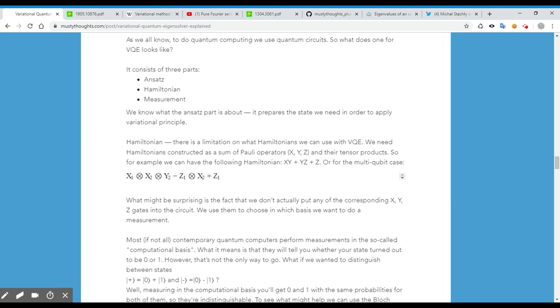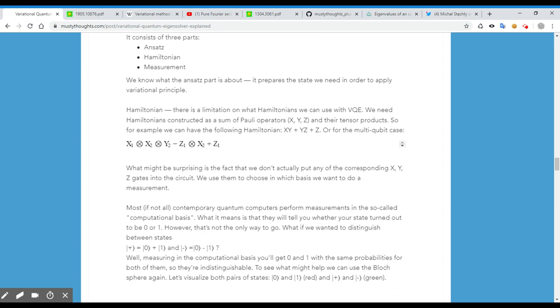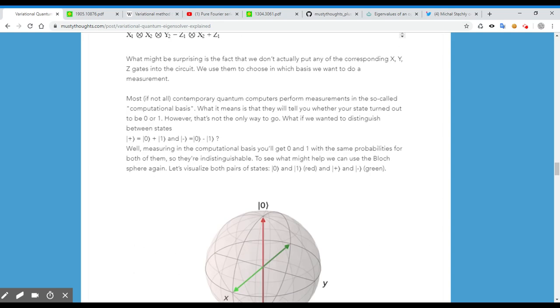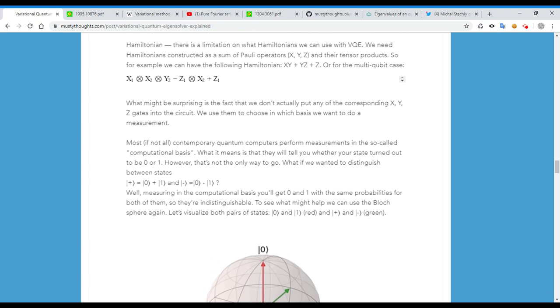What might be surprising is the fact that we don't actually put any of the corresponding X, Y, and Z gates into the circuit. We use them to choose in which basis we want to do a measurement. Most, if not all, contemporary quantum computers perform measurements in the so-called computational basis, which means they tell you whether your state turns out to be 0 or 1. However, that's not the only way to go. What if we want to distinguish between the states plus and minus? Measuring in the computational basis, you'll get 0 and 1 with the same probabilities for both of them, so they are indistinguishable.